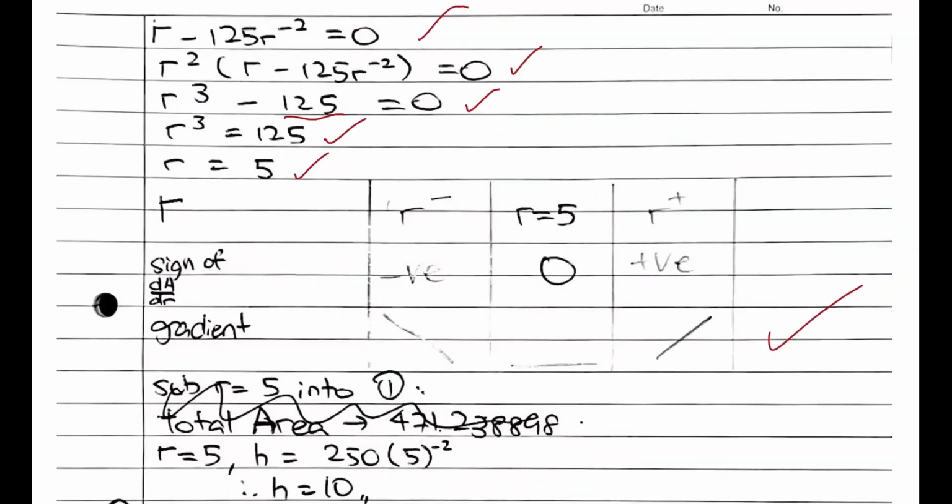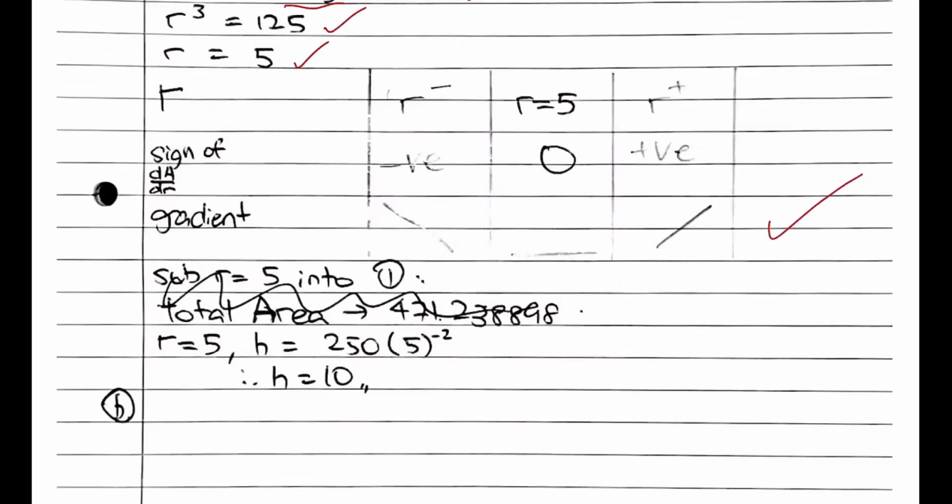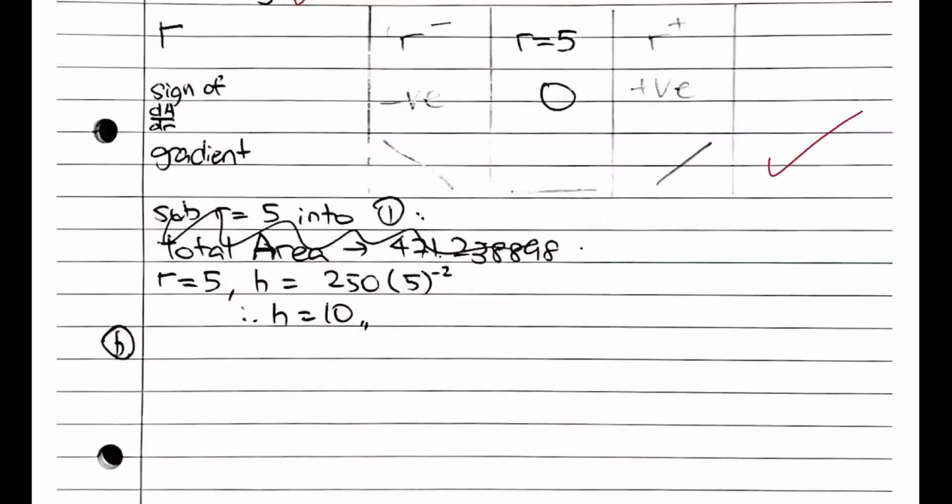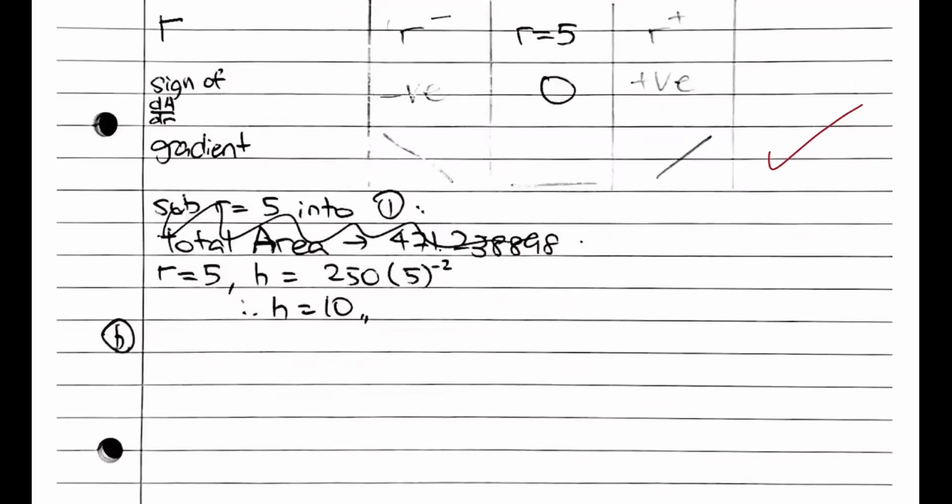Okay. Let me think a bit. Yeah, correct. Everything is fine. So find the dimensions of the can. If r equal to 5, then h equals to 10. Okay, can. Part B.